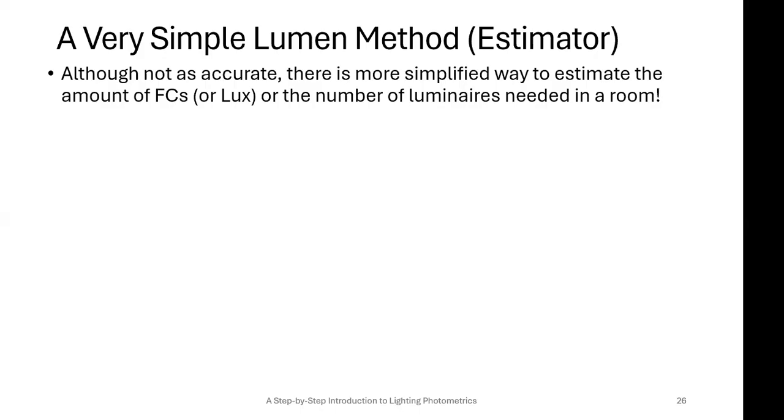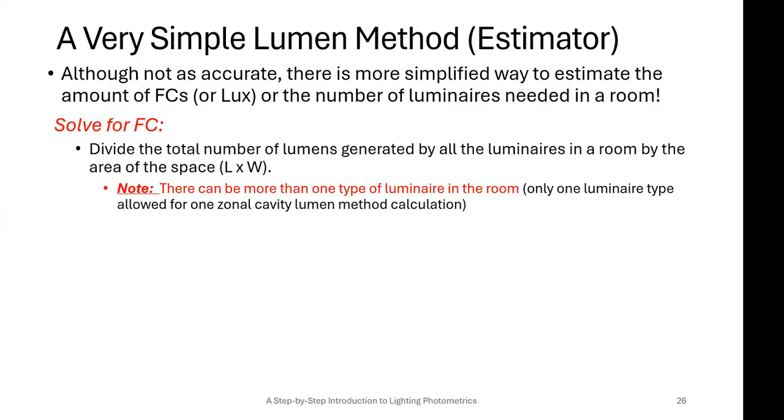So although not as accurate, there is a more simplified way to estimate the amount of foot candles, or lux in case of Europe, or the number of luminaires needed in a room. So let's just say we solve for foot candles. We divide the number of lumens generated by all the luminaires in a room by the area of the space. Of course, that's the length times the width.